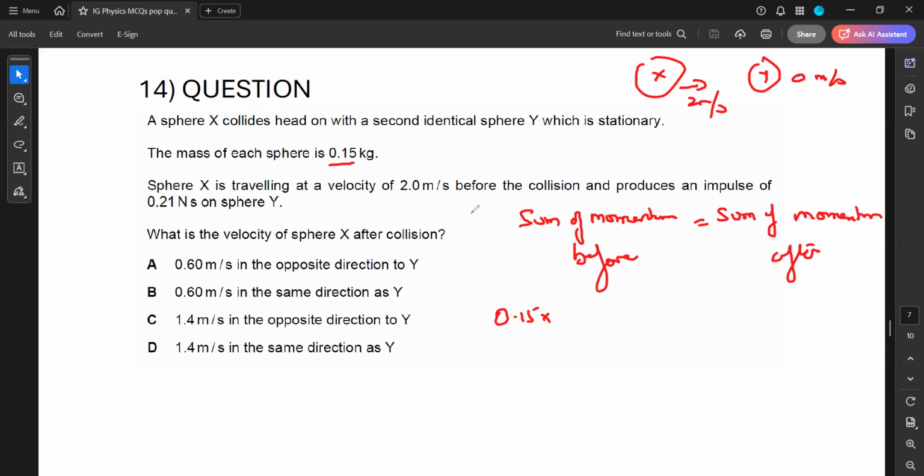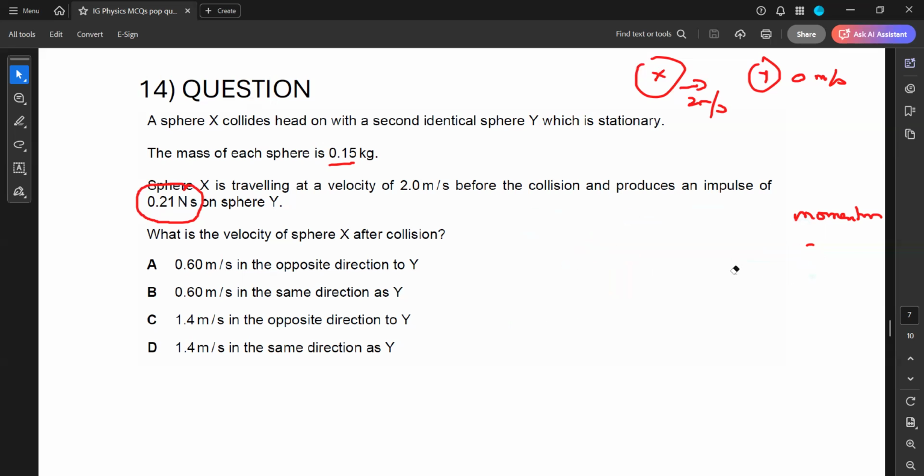They also give us the impulse. As you can see here, the impulse is equal to 0.21 Newton second. So I can use this formula. It will also give a result, but it will be a long method. For MCQs, we always try to prefer short methods or tricks rather than solving the whole equations.